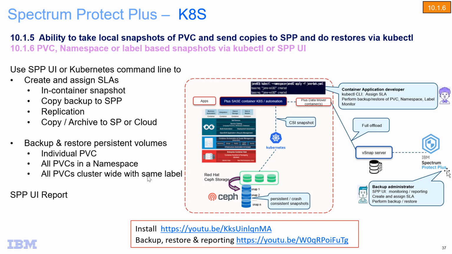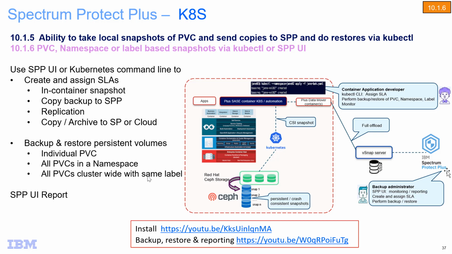In version 10.1.5 of Spectrum Protect Plus, we introduced the ability to protect persistent volumes inside of a Kubernetes environment. We can take a snapshot, which is stored locally, of these persistent volumes, and then on a scheduled basis, we can copy those snapshots out to Spectrum Protect Plus's vSnap server. And this was done via kubectl inside of Kubernetes.